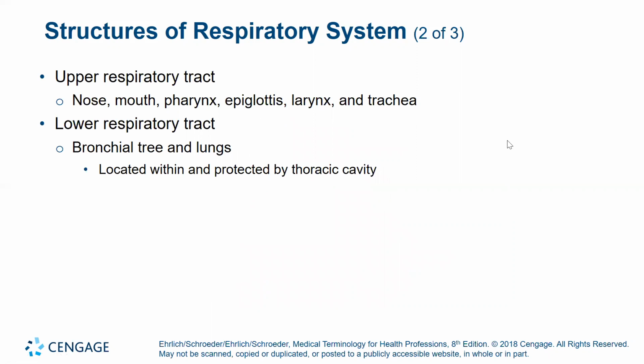So we have the upper respiratory tract and the lower respiratory tract. The upper respiratory tract, we have the nose, mouth, pharynx, epiglottis, larynx, and trachea. And then the lower, we have the bronchial tree and lungs. These are located within and protected by the thoracic cavity.